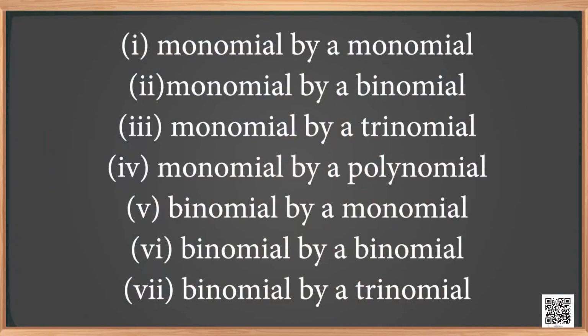They are monomial by a monomial, monomial by a binomial, monomial by a trinomial, monomial by a polynomial, binomial by a monomial, binomial by a binomial, binomial by a trinomial. To begin with, we shall look at the multiplication of two monomials. Case 1, multiplying a monomial by a monomial.